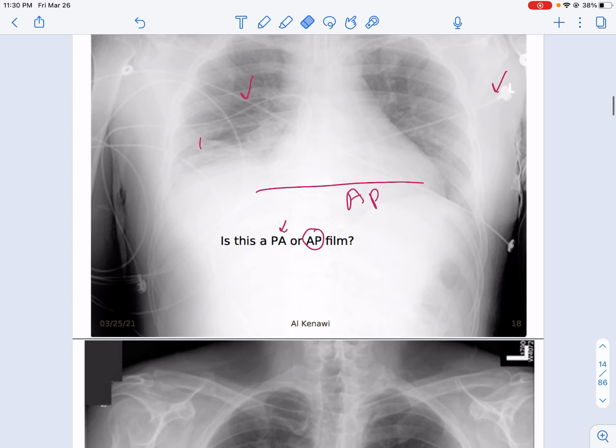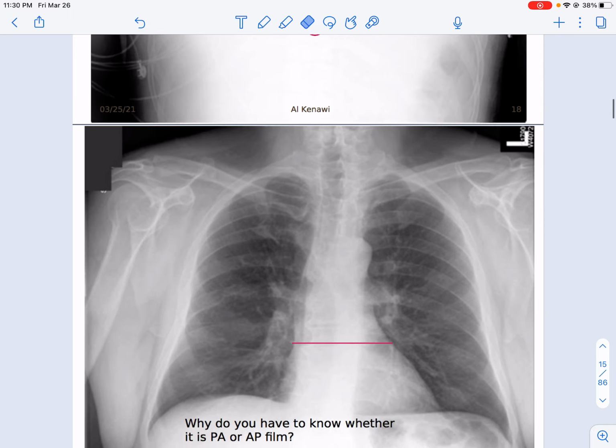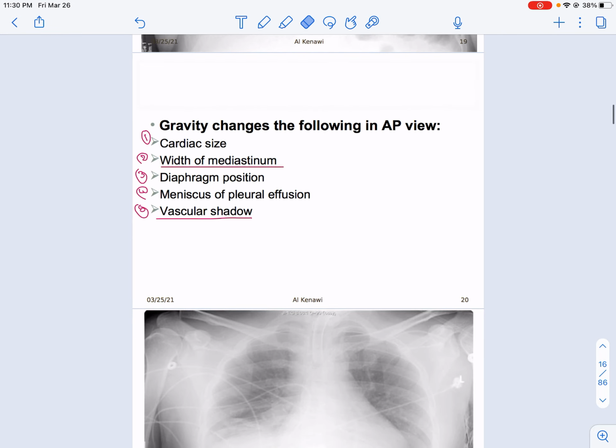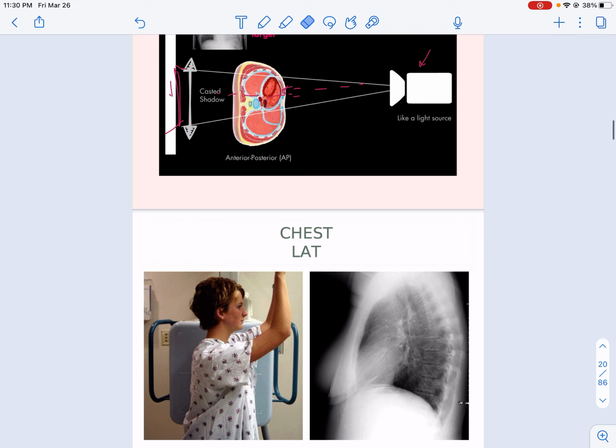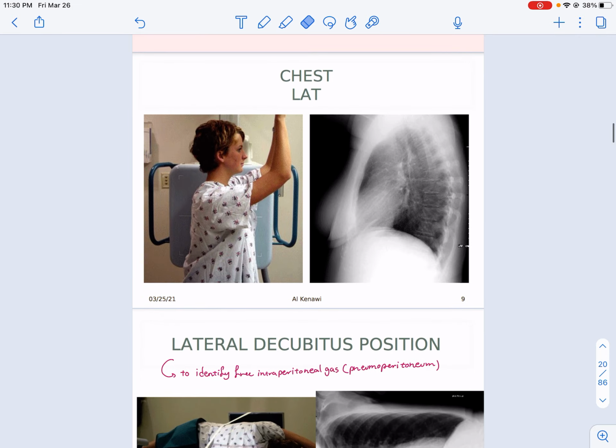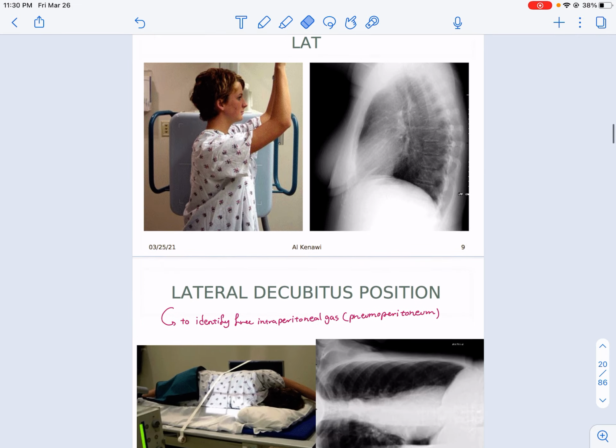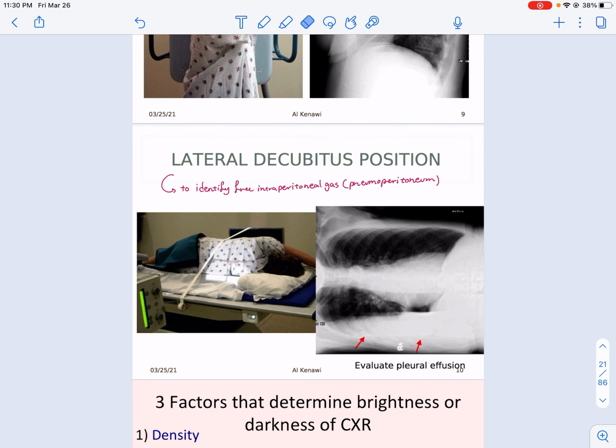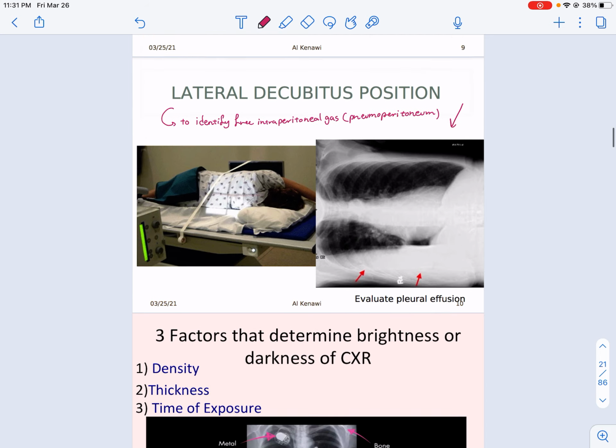It's important to know if it's an AP view or a PA view. Okay, and here is just a picture for the lateral view, and here for the lateral decubitus position. Actually, they do it to know if there is air in the peritoneal space. If there is air, this is the position that will show us best if there is air in the peritoneal space.